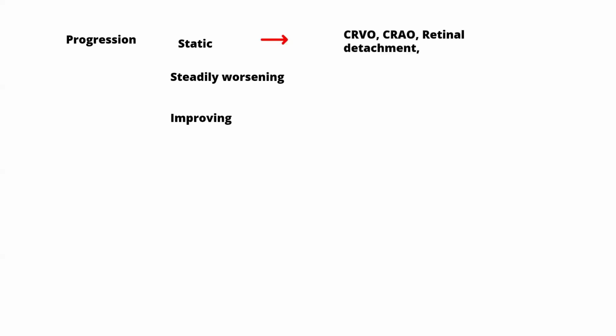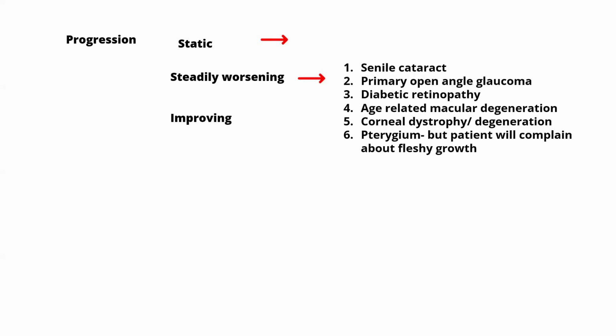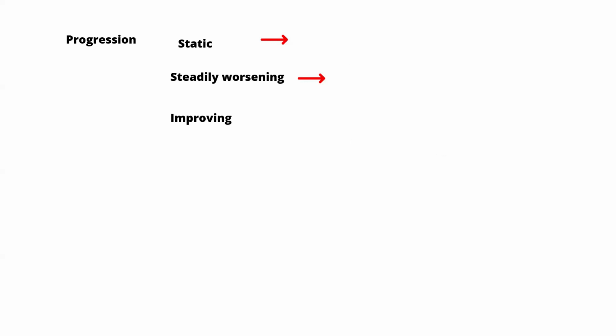Static, saw a reduced vision and it has remained the same: central retinal vein occlusion, central retinal artery occlusion, retinal detachment. This is what you'll be thinking of. Steadily worsening would be the same conditions where the onset was insidious, gradually progressive loss of vision. We'll be thinking of senile cataract, primary open angle glaucoma, diabetic retinopathy, age-related macular degeneration, corneal dystrophy or degeneration, and pterygium. Improving: what are the conditions where the vision drops and then improves?